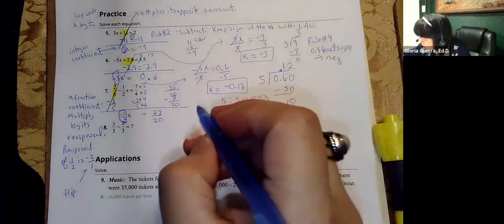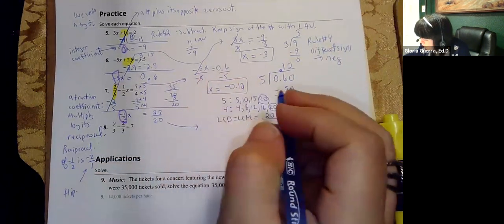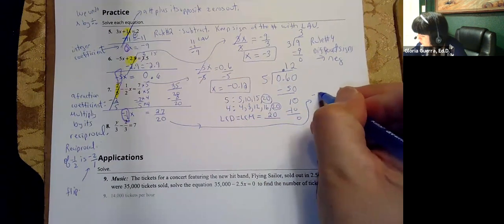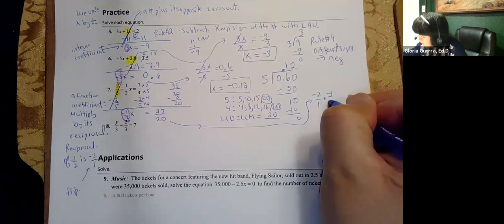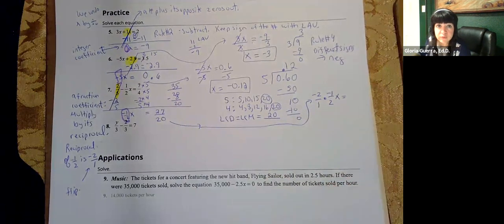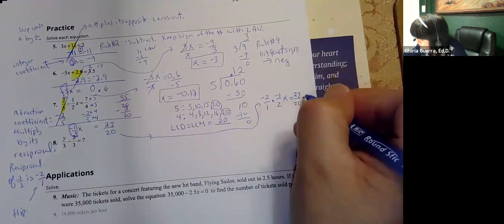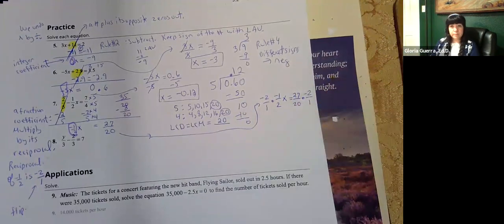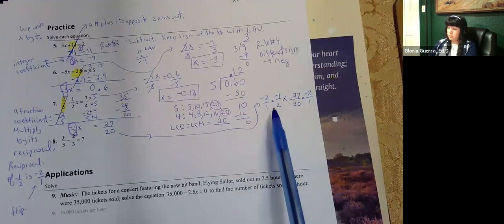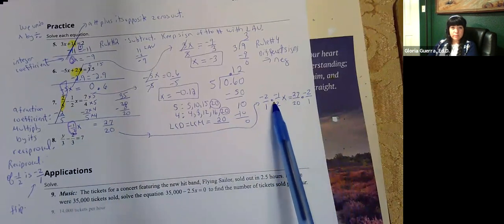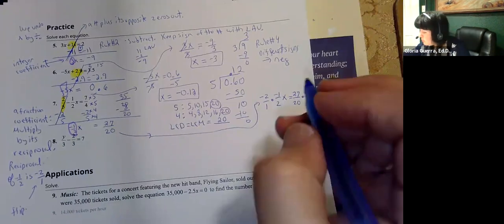So then I'll have negative 2/1 times negative 1/2 x equals 27/20 times negative 2/1. So I'm multiplying both sides by negative 2/1. I'm multiplying this by negative 2/1 and multiplying this by negative 2/1. That's what I'm doing here. And then this side basically just gives you x.